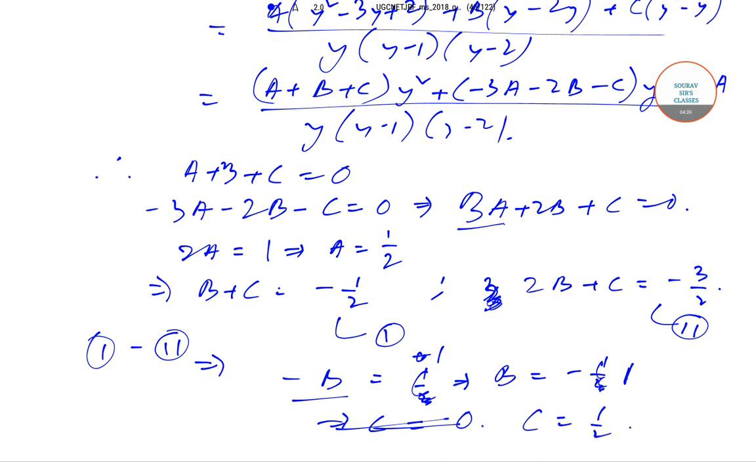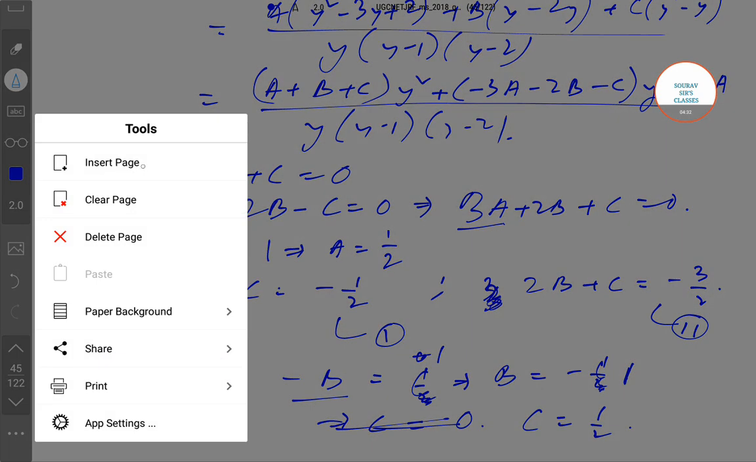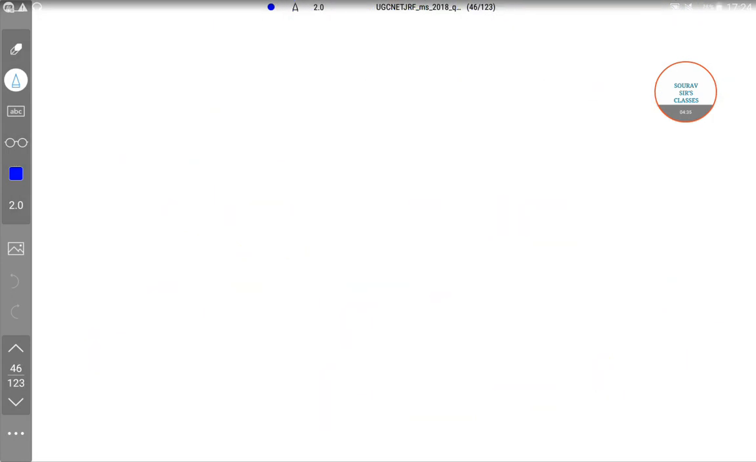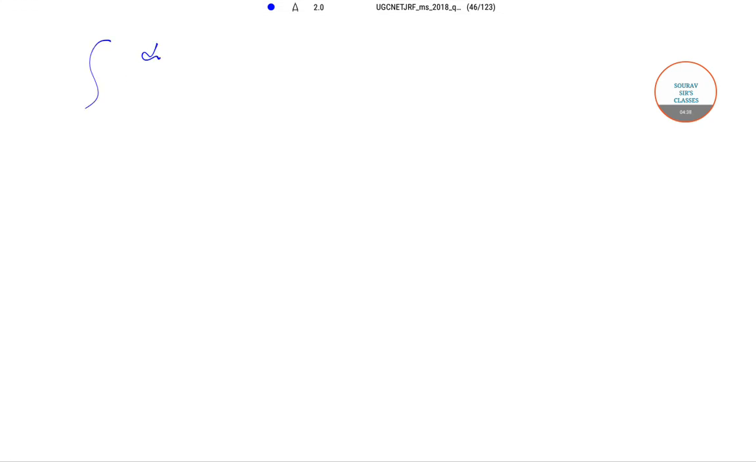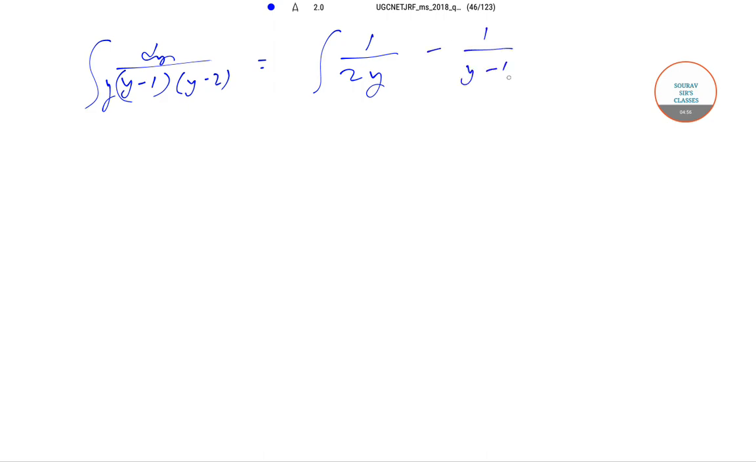Okay, so now we'll put the values. So therefore, let me insert another page over here. So therefore, integration dy by y minus 1 into y into y minus 2 will be basically integration, the value of a, as we all know, is half. So this will be half, 1 by 2y, value of b is minus of 1, that will be minus of 1 by y minus 1, and value of c is half. So that will be 1 by 2 into 1 by y minus 2 dy. So this is the structure that we are looking for.